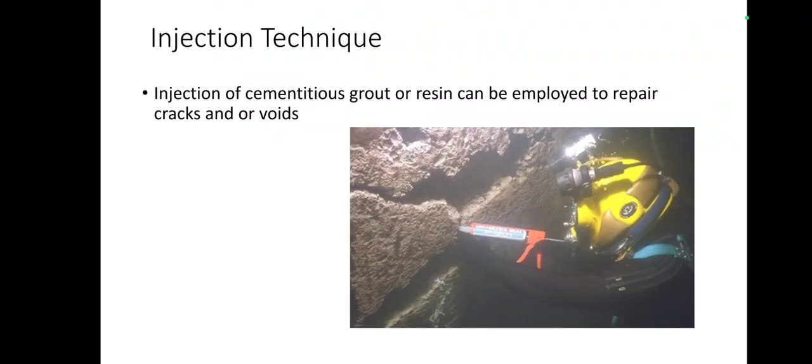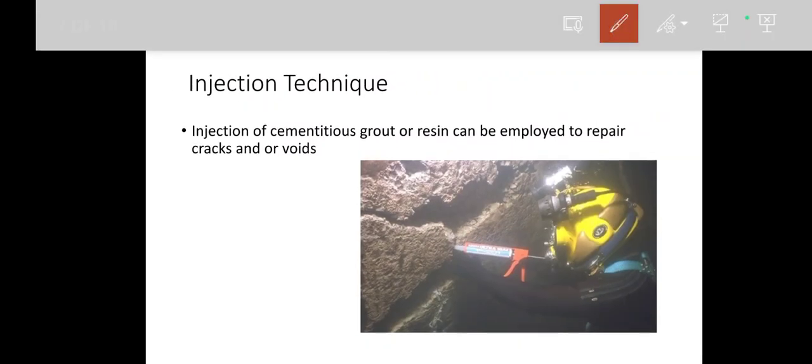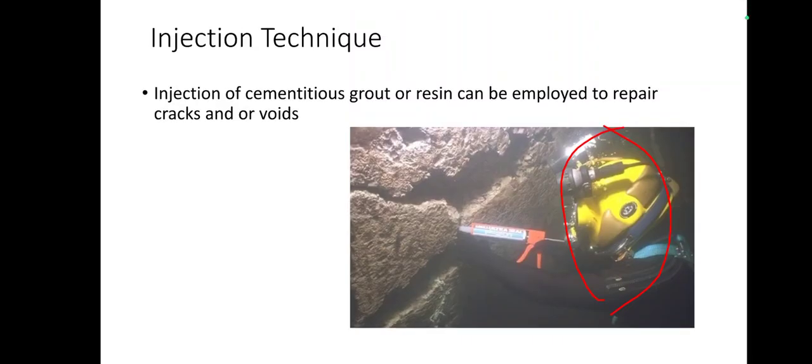The injection technique is used where cracks are there; we can use some epoxy material and inject it. By injection, it will fill all the gaps and then it can be closed. Either a cementitious grout or an epoxy resin can be used. Here in this picture you can see a person wearing safety gear, injecting this chemical into the cracks or voids.